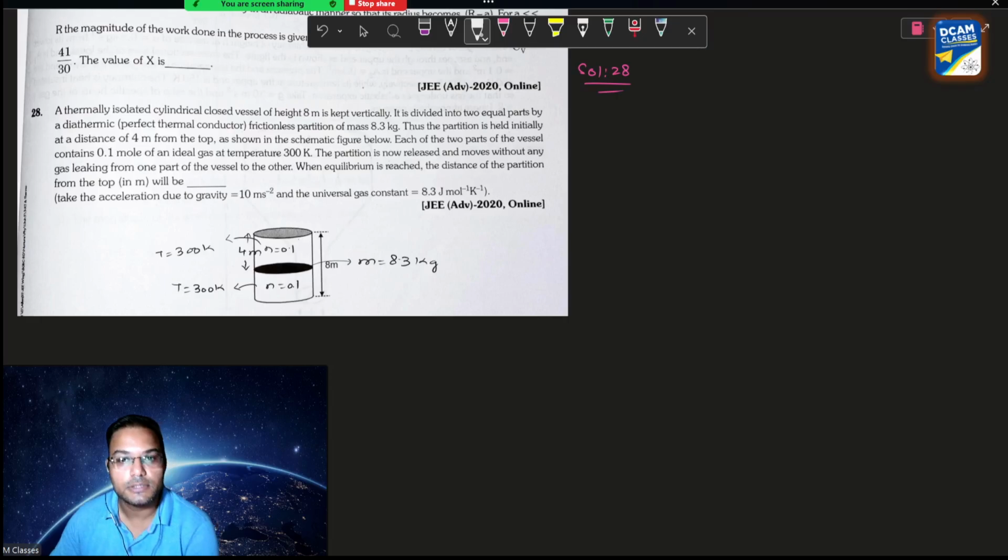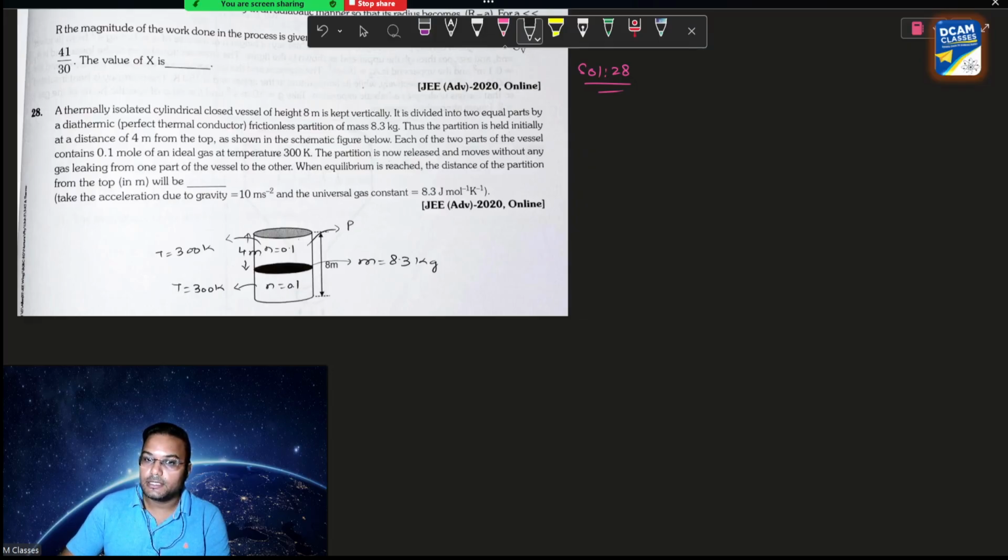The partition is now released. No gas is leaking. Equilibrium is reached. Find the distance of the partition. See, it's a fairly easy question, but these kinds of questions are actually regularly asked in advanced examination.